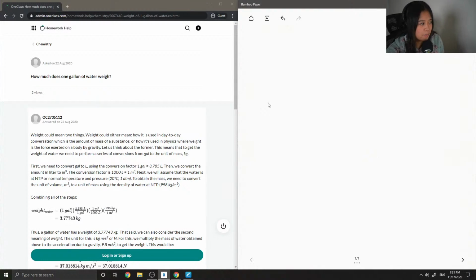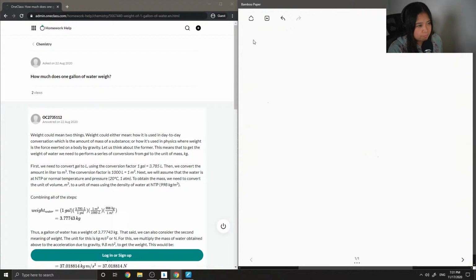Okay, so question number 1 asks, how much does 1 gallon of water weigh? So if we recall the density of water, it's actually pretty easy to remember. It is only 1 gram per milliliter.